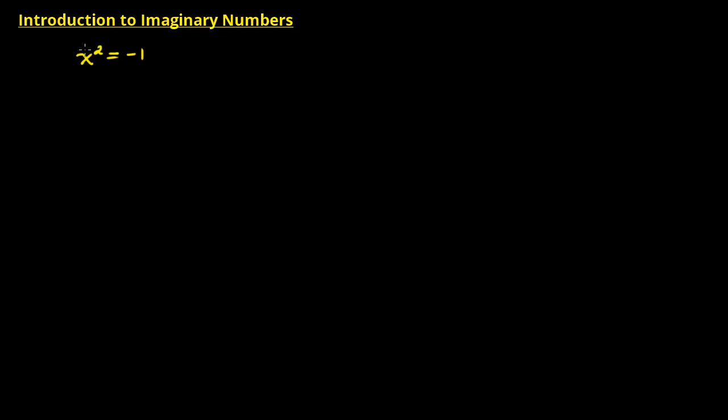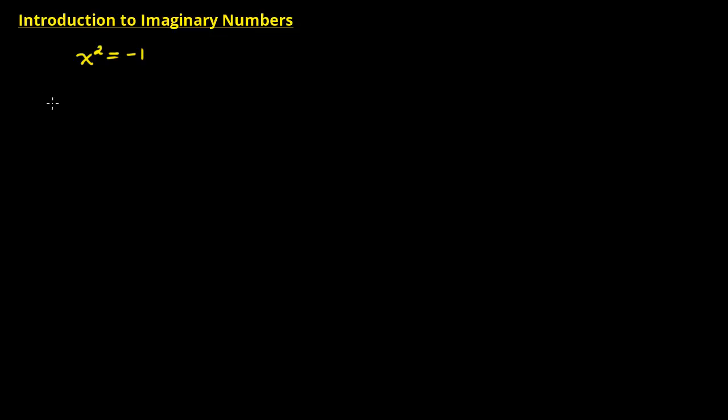Hi, in this video we look at an introduction to imaginary numbers. For a very long time, mathematicians thought there were no real solutions to the equation x squared is equal to -1. There aren't any real solutions, because if I take a real number and square it, I'm always going to get a positive number.